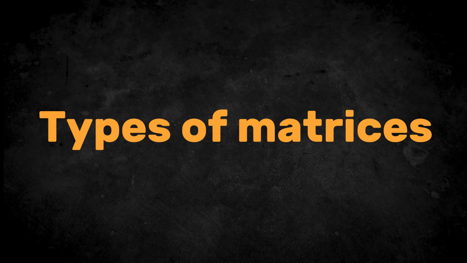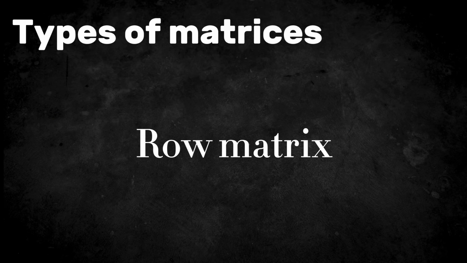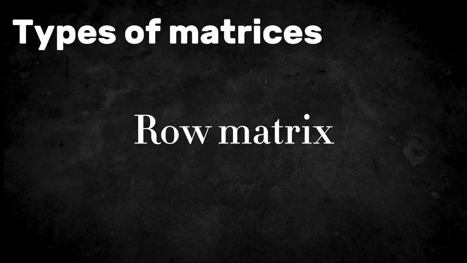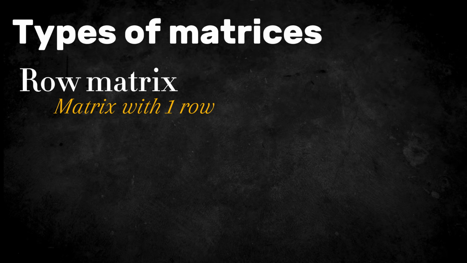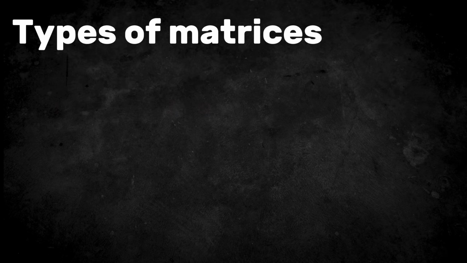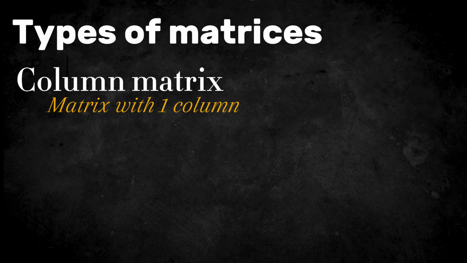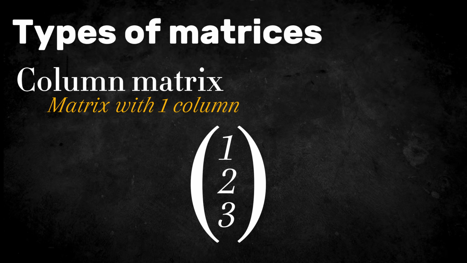Now, let's talk about the types of matrices because there are a few. First, we have a row matrix. This is simply a matrix with only one row, for example, the row of numbers 1, 2, 3, 4. Second, we have a column matrix. This is the opposite. It only has one column, like a vertical list of numbers.